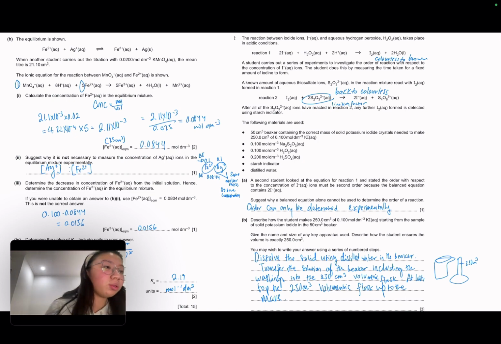Now I have shown a diagram of what you expect a volumetric flask to look like. As you can see, there's a marking at the very top. So you have to ensure that you fill the volumetric flask up to the mark. So yeah, you can top it off using distilled water.